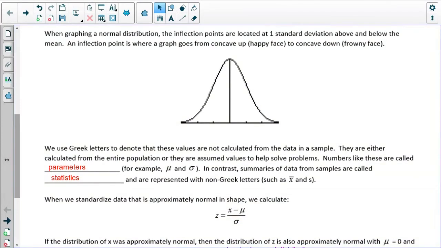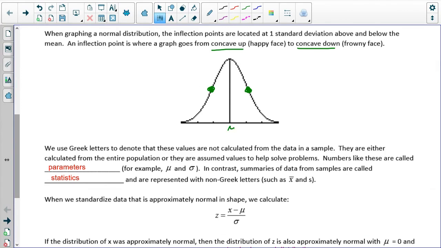When graphing a normal distribution, the inflection points are where it turns from happy face to frowny face or from frowny face to happy face. The vocab we use for that is concave up for happy faces and concave down for frowny faces. Basically, would water run off or would water be caught by the cup? So these are the inflection points, somewhere around there. It's where it turns from frowny to smiley or smiley to frowny. That occurs one standard deviation above and below the mean.